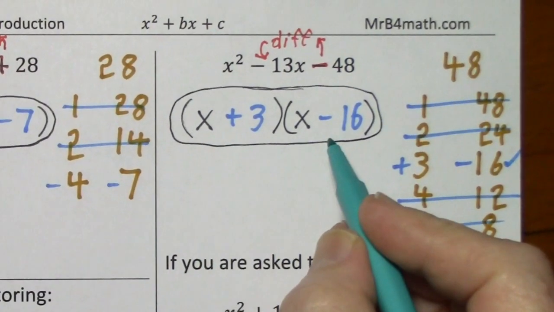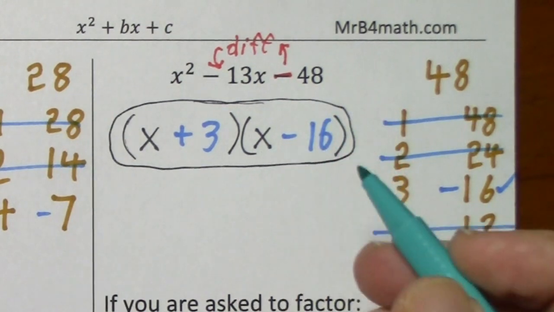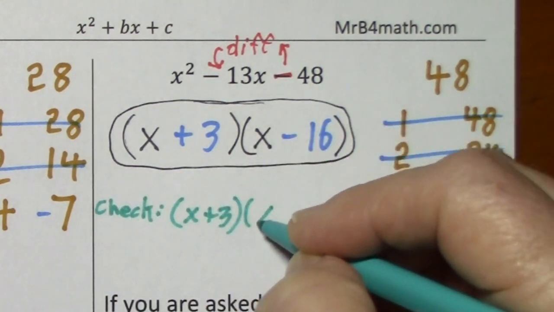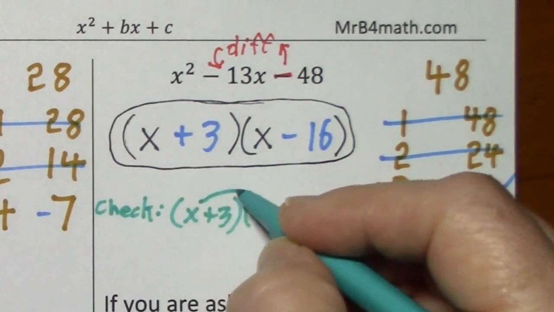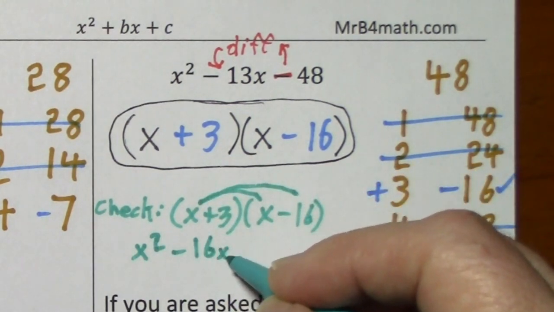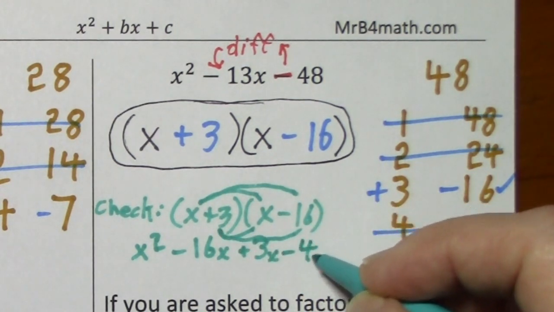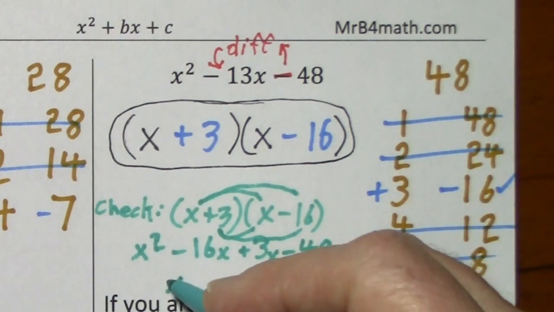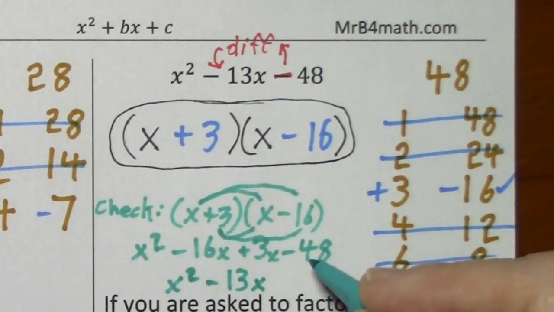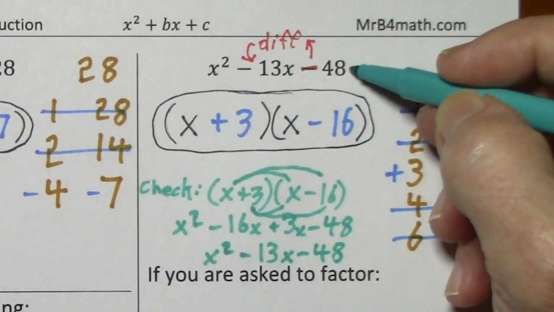By the way, when you factor any polynomial, you can check to make sure that your answer is correct. So if we want to check this, this gives us, combining these two middle terms, and so you can see here, we have our original expression.